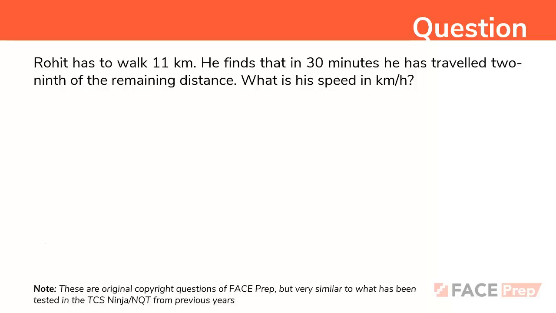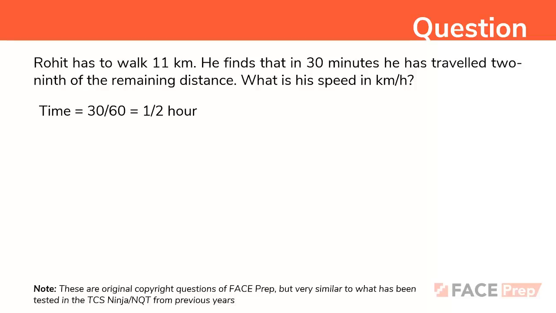So in order to find the speed in kilometer per hour, first of all we have to convert everything in hours. So here he has traveled for 30 minutes, so we need to convert it in hour. So it will be 0.5 hour. Now our calculation will be easy and we will get the right answer. Else there is a chance you might not convert the minutes into hours and you end up getting the wrong answer.